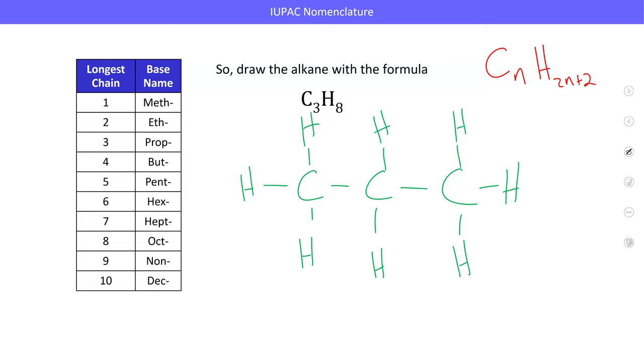Skeletal structure for this is going to look pretty simple too. Usually keep it about 120 degrees, but as long as you're close. It would be wrong to just draw it like that, right? You have to put those little kinks in it so that you know that there's a carbon. And really, we probably wouldn't draw skeletal structure for anything smaller than 3 carbons.